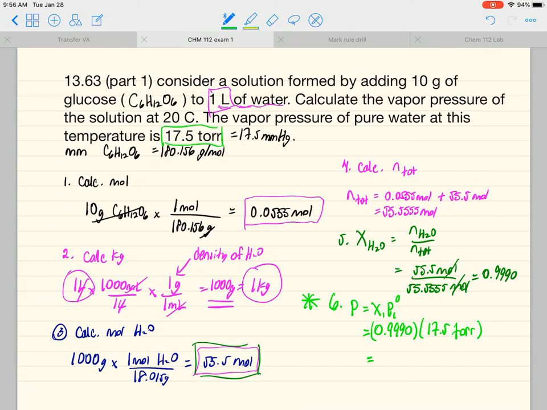And what I get on my calculator after you round it is basically the 17.5 torr. Okay, I'm choosing to round it to 3 sig figs here. Now, this solution is sufficiently dilute to not significantly affect the vapor pressure, and that's why the answer is the same. We wouldn't know that until we go through this calculation.